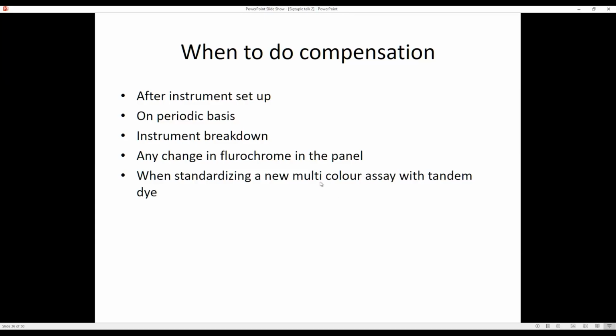And when you're standardizing a new multicolor assay with a tandem dye, again, a change in the tandem dye is very important. When you're changing a tandem dye, that also is very important. You need to redo the compensation. So these are very important points on when to do the compensation, but you are the right person to decide, because you see the data. When you see slowly the data quality is going down, and there is a lot of need for post-acquisition compensation that you need to do for every experiment or during every analysis, then you need to say that it's time to do a compensation exercise with single stain controls.